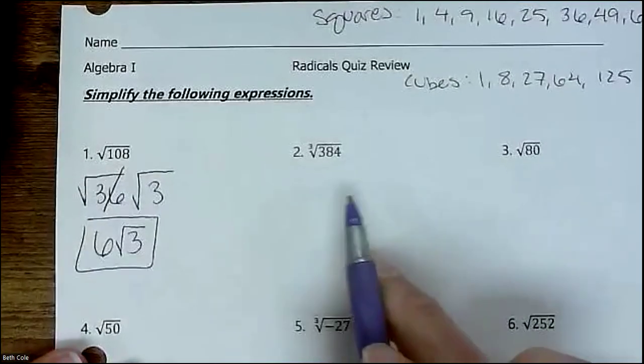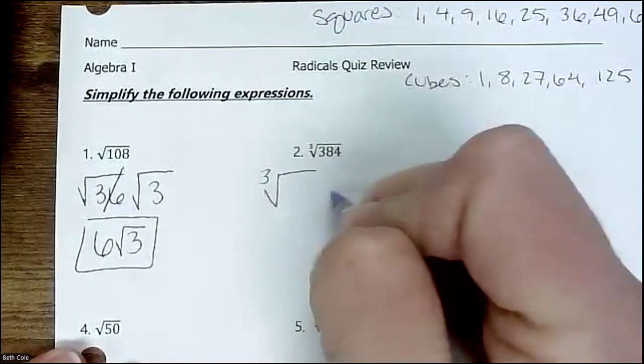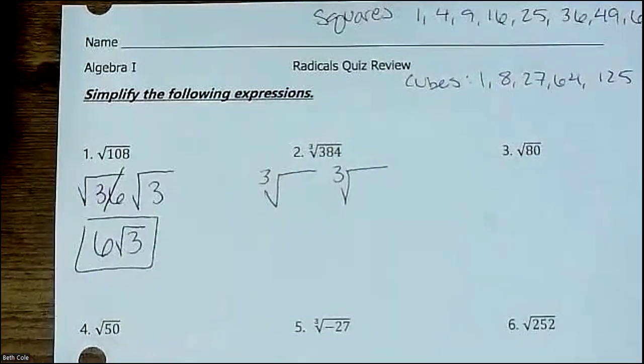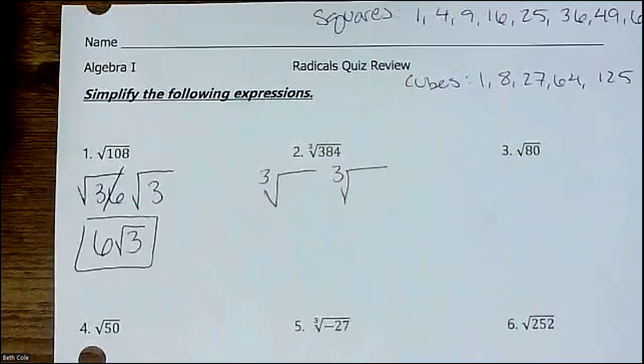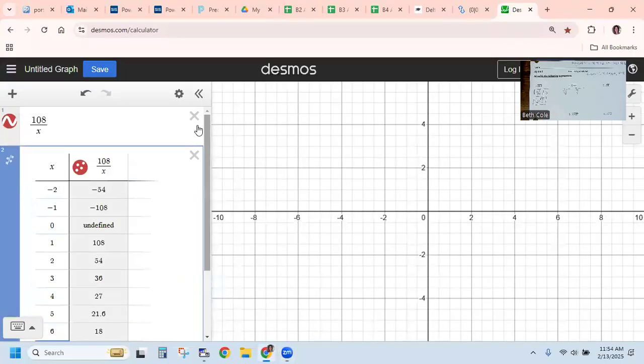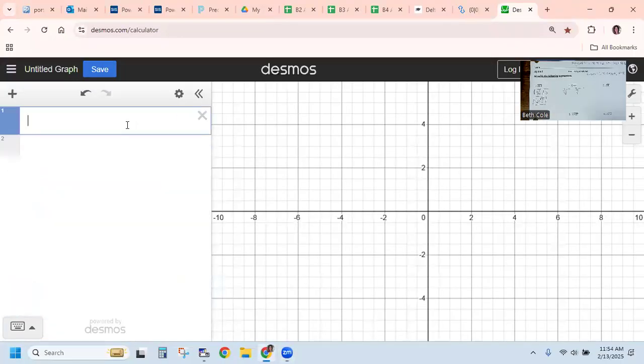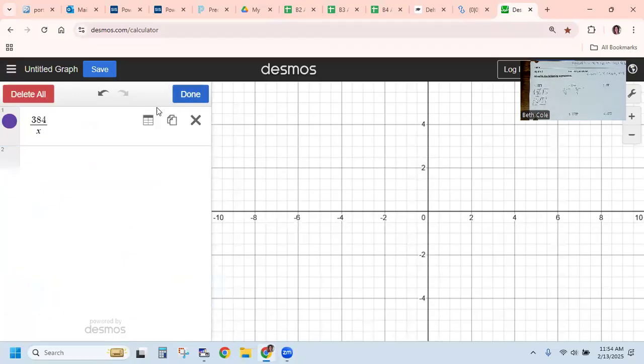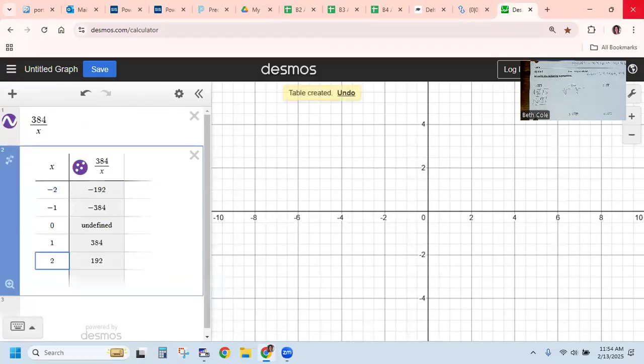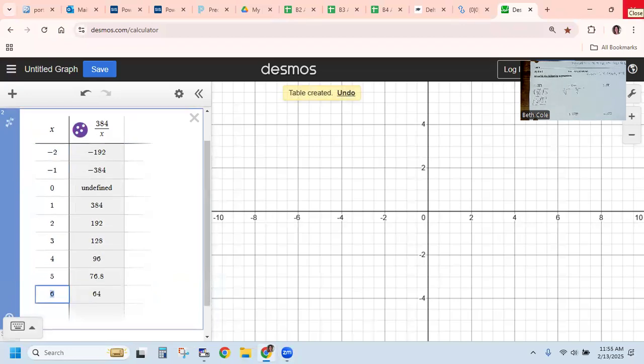This is the exact same problem, except what? Cubed. So when I go and type it in the calculator, I'm looking for a number off that cubes list, but same thing. And you have to clear this out every single time. So I'm going to type 384 divided by X, gear table, and we're going to find something off the cubes list. There it is, 64.